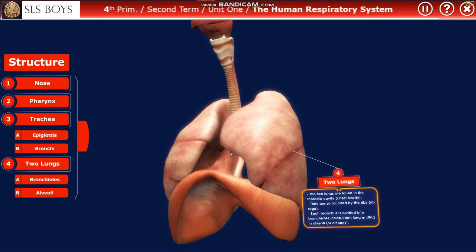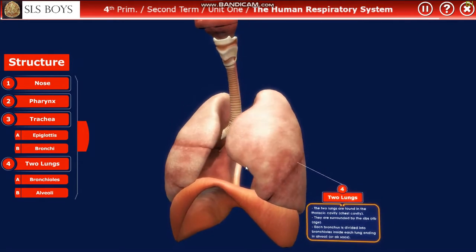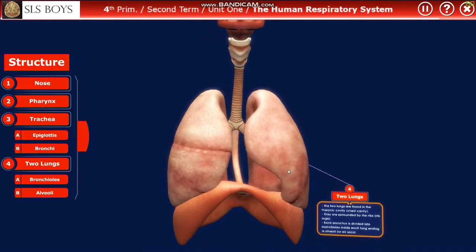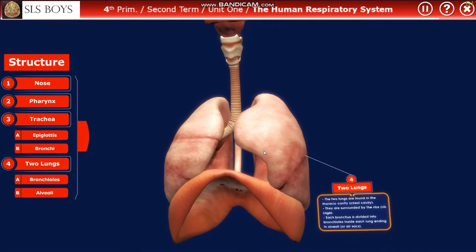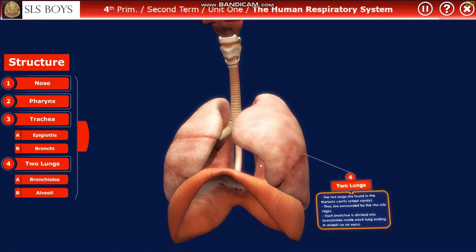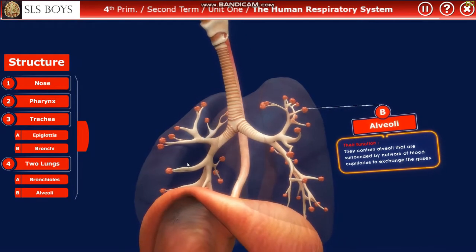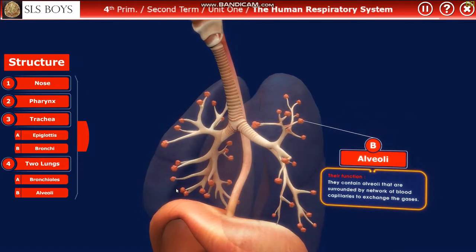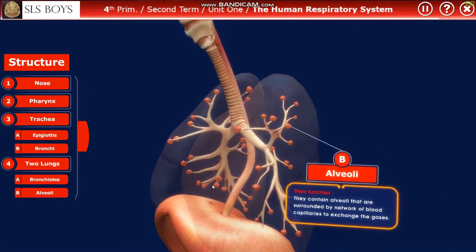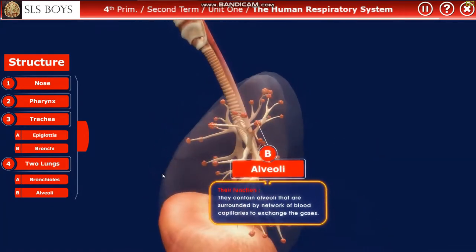They are surrounded by the rib cage, which is bones, to protect the lungs. Each lung contains a bronchus, which is divided into bronchioles. And the bronchioles end in tiny air sacs called alveoli. Alveoli have thin walls and are surrounded by a network of blood capillaries where the exchange of gases occurs, the exchange of oxygen and carbon dioxide gases.